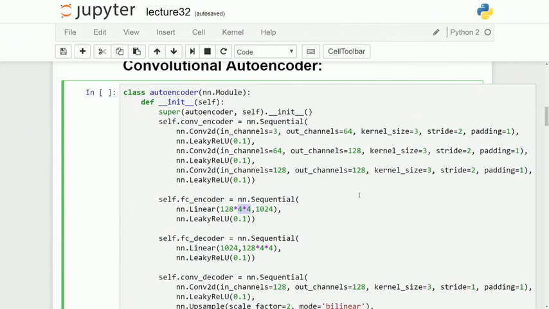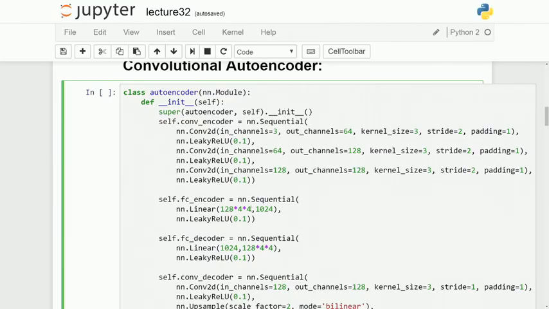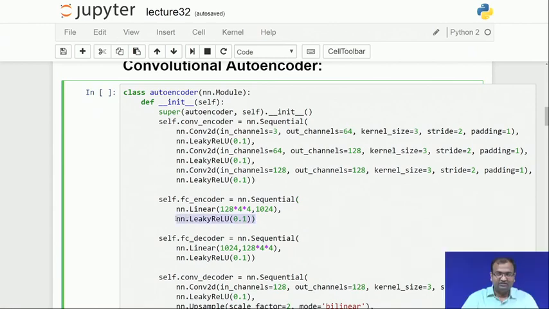So, the total number of neurons present within this whole volume is basically 128 into 4 into 4, and that is the total number of neurons which will get connected in a linear, fully connected fashion to 1024 neurons. Following that, you again have a transfer function, which is a Leaky ReLU. Now, this completes the encoder part of the autoencoder.